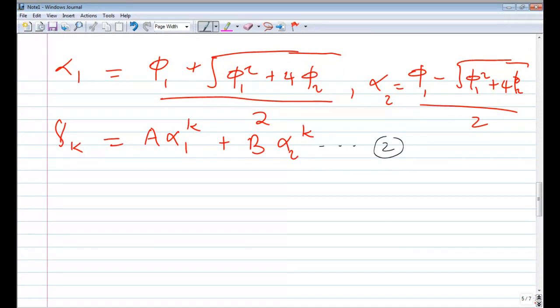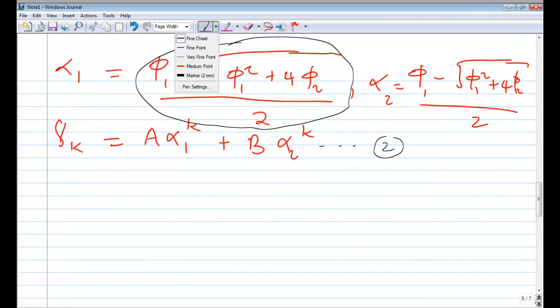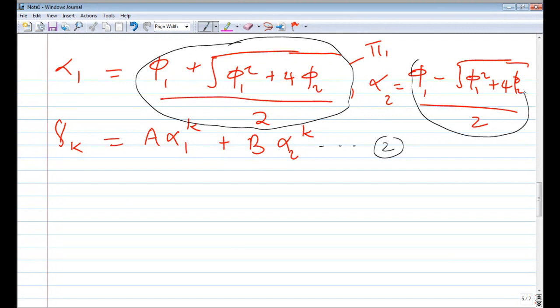Because if you check alpha 1 and alpha 2, they are too complicated, isn't it? We can't just work on it in this way. So let's make it simpler. This one now, you can call it what? Pi 1. I'll show you equation 1. So this one is pi 2. So I make it simpler. The whole complicated thing is pi 1 for alpha 1 and pi 2 for alpha 2.